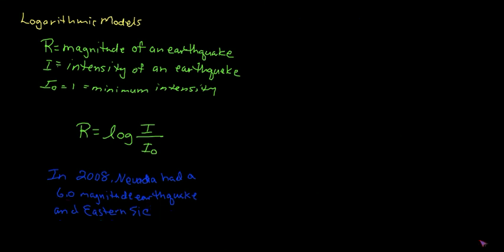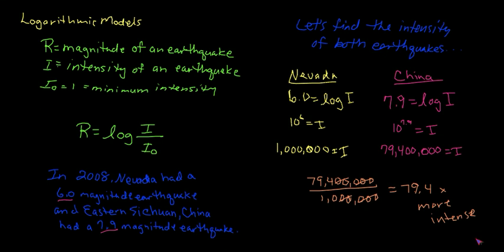So now that makes it a little easier to understand that just this 1.9 decimal change on this scale score actually meant that it was 79, almost 80 times more intense than the earthquake was in Nevada. So a lot of powerful information we can get using our exponential and our logarithmic functions.